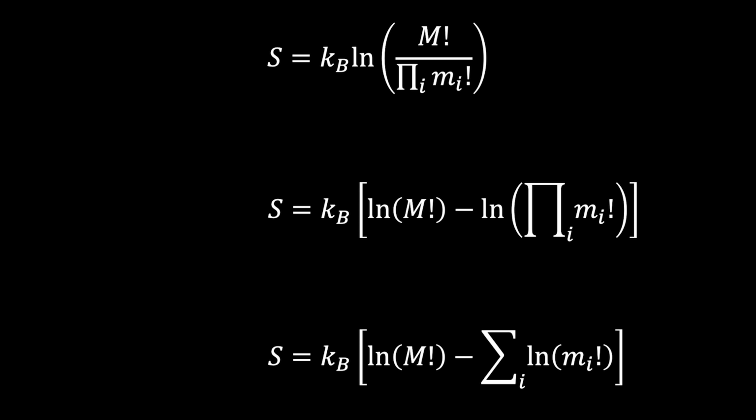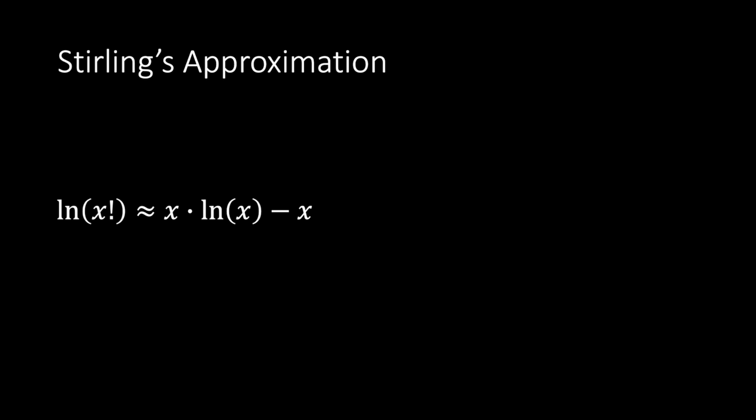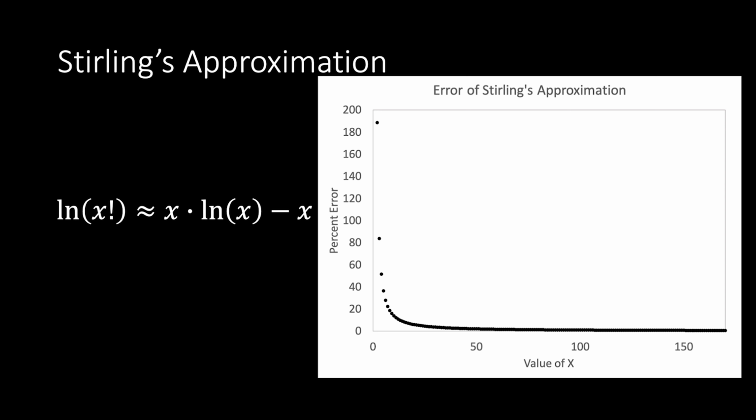The natural log of some x factorial is approximately equal to x multiplied by the natural log of x minus x. This is known as Stirling's approximation, and this formula only works for very large values of x. If you had like 10, for example, and you did natural log of the factorial of 10, and then you did the Stirling's approximation, it's going to be off by a bit.